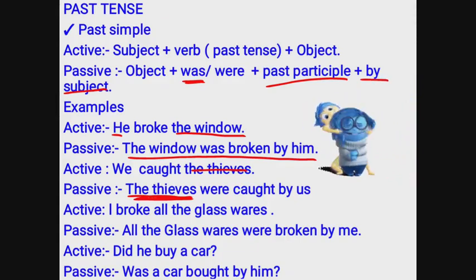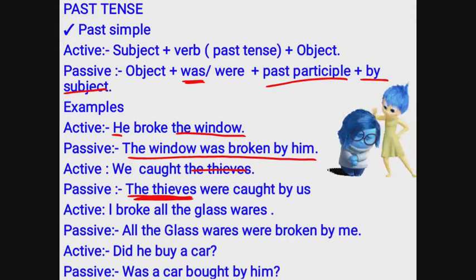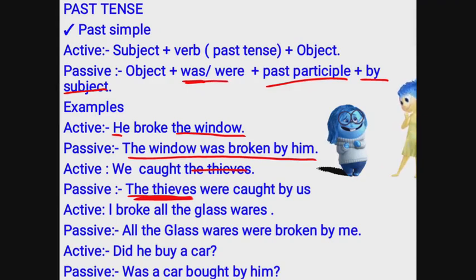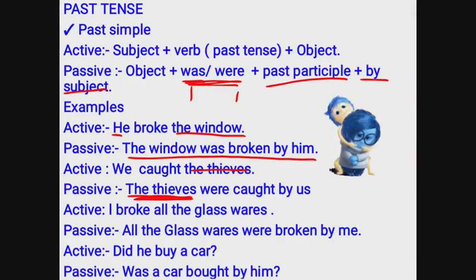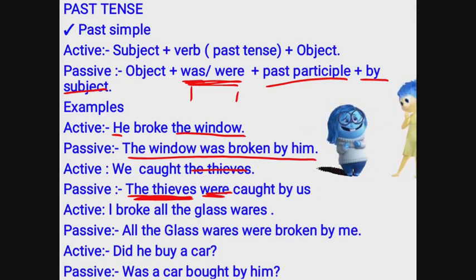Now look at it. The thieves. This is a plural form for thief, isn't it? So we have more than one object. So what auxiliary verb should we use? Because these are auxiliary verbs. What auxiliary verb should we use? Should we use was or should we use were? So since it's more than one thief, we use what? Were. The thieves were.